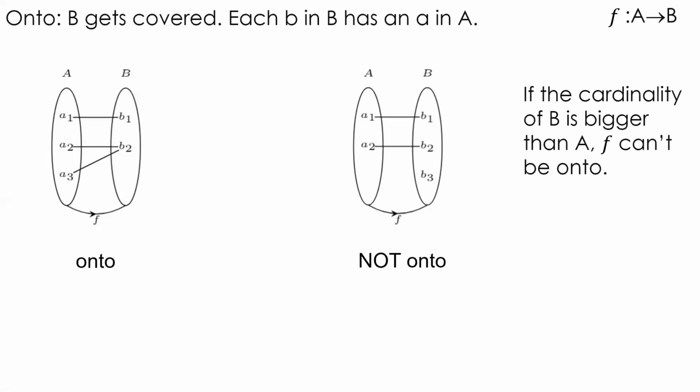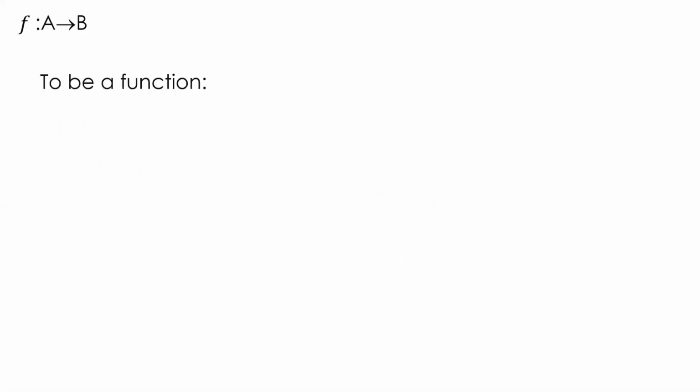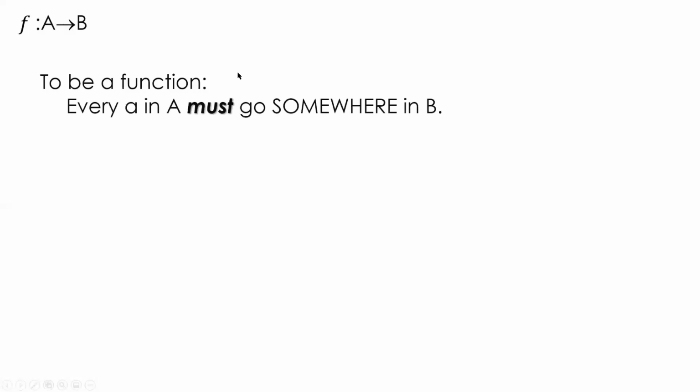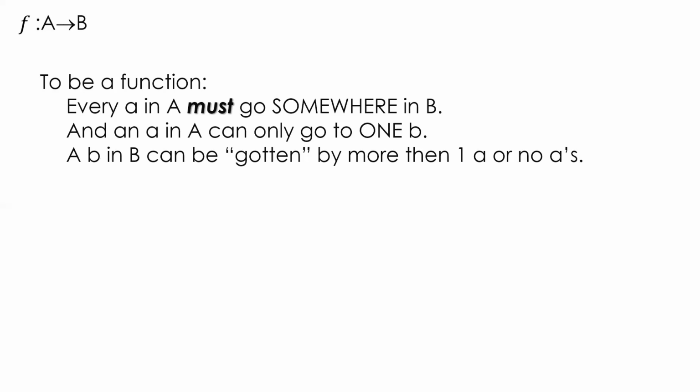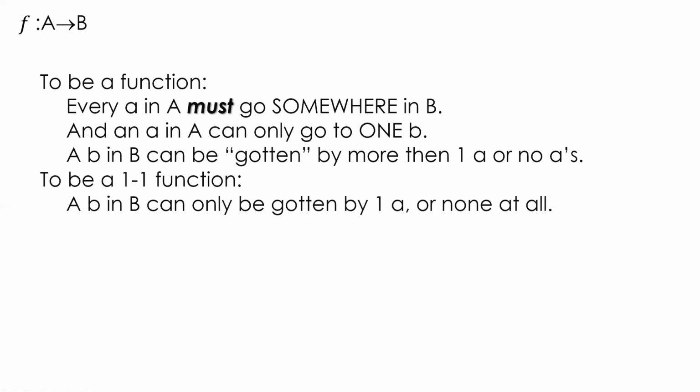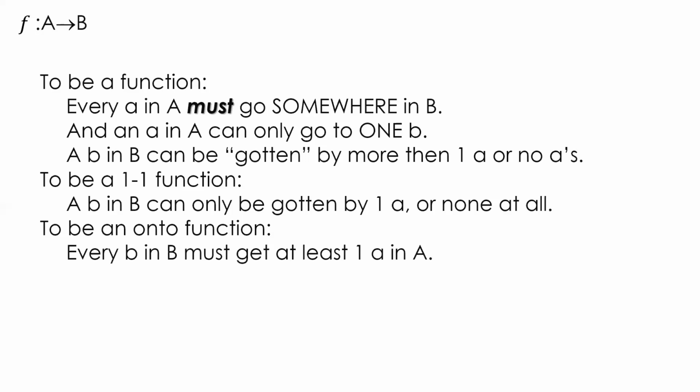Let's do a quick overview of some things we need to keep in mind with functions. So f is a function from A to B. To be a function, every little a in big A must go somewhere. A little a in big A can only go to one b. It can't go half here, half there. A little b in big B can be gotten by more than one a or no a's. To be one-to-one, little b in big B can only be gotten by one a or none at all. To be an onto function, every b in big B must get at least one little a in big A.